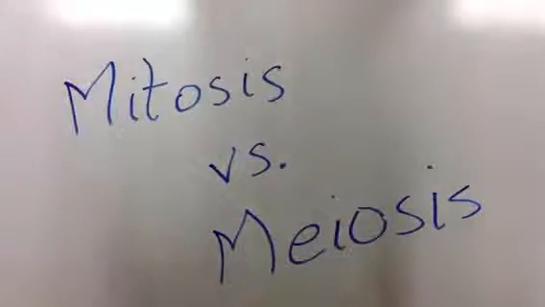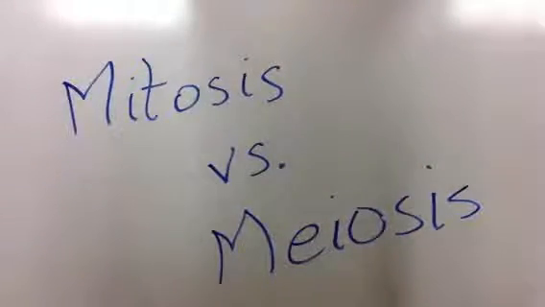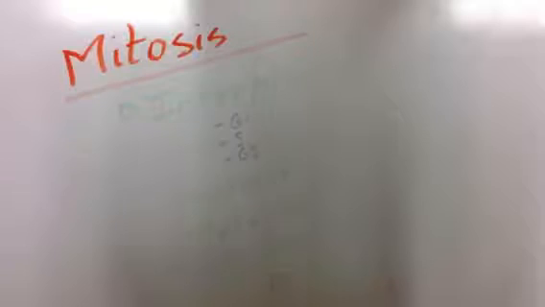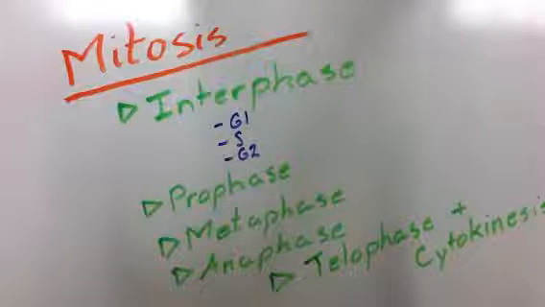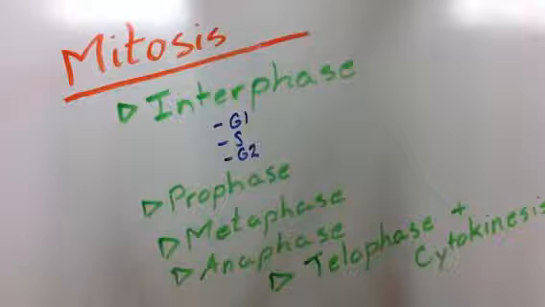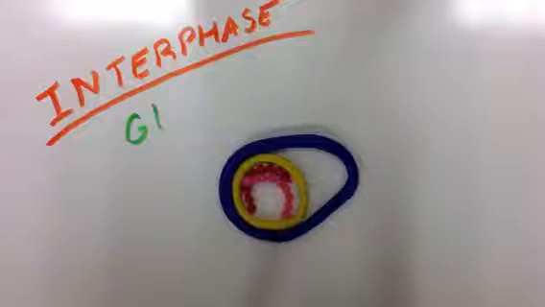Hello there! In this video, we will be learning about mitosis and meiosis and how they compare to each other. Mitosis has 5 different stages. These include interphase, prophase, metaphase, anaphase, telophase, and cytokinesis. Interphase has 3 different checkpoints, G1, S, and G2.